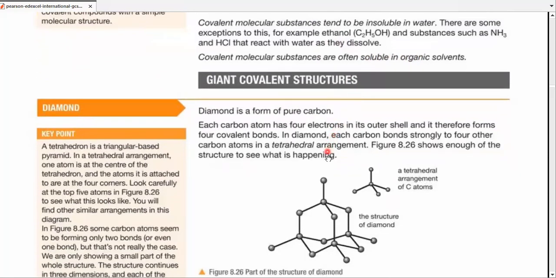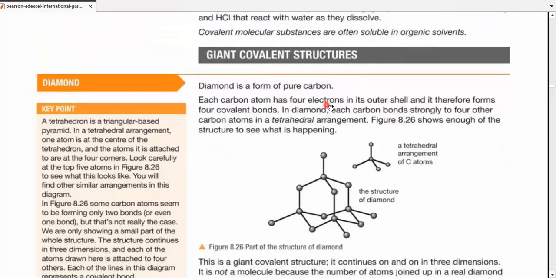Giant covalent structures. Diamond is a form of pure carbon. Each carbon atom in diamond has 4 electrons in its outermost shell and can form 4 covalent bonds. But in diamond, each carbon bonds strongly to 4 other carbon atoms in a tetrahedral arrangement.